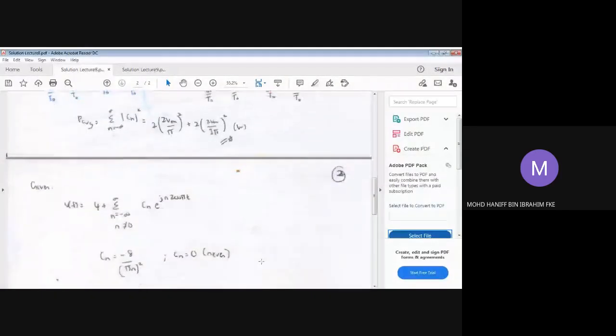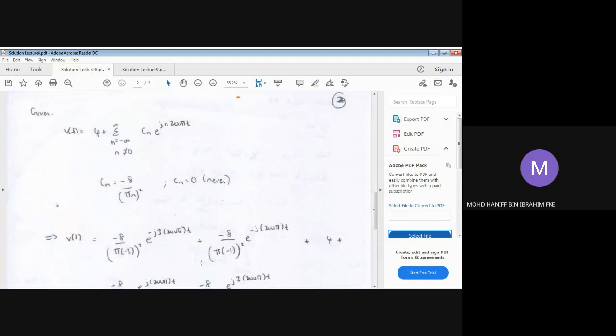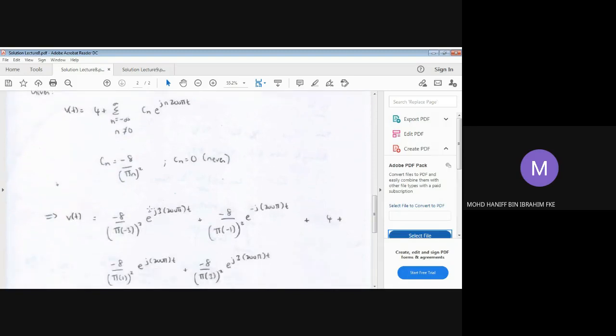Okay, that should be the case. So we are given this equation for the Vt, 4 plus the summation of these Cn terms, and Cn equals 0 for the even n. Up to the third harmonics, as I mentioned before, this will be the expansion of the Vt series.